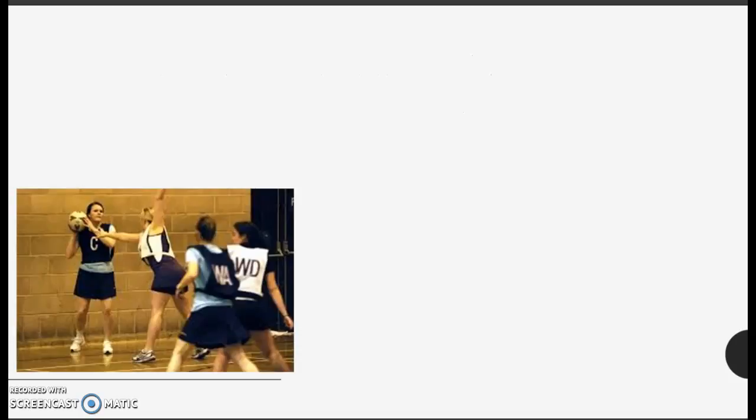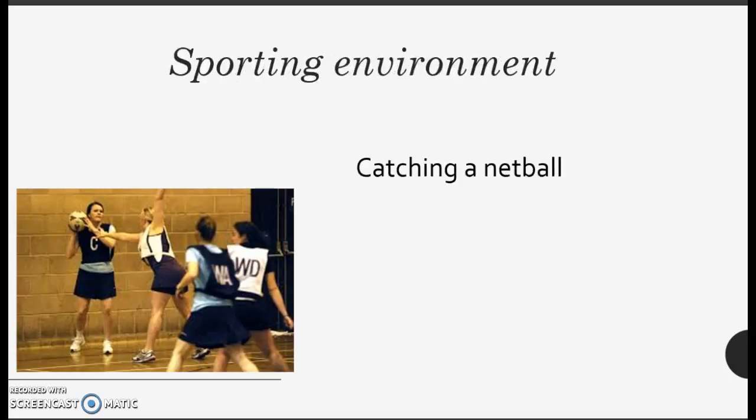So an example of the stimulus could be in a sporting environment, such as catching a netball. This is done by your surroundings and what you're doing. So the environment of playing netball and the surroundings of a ball being passed, your sensory neuron picks up that the ball's being passed to you and you need to react.